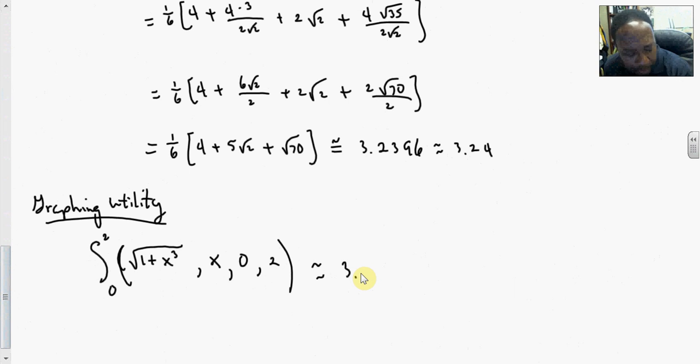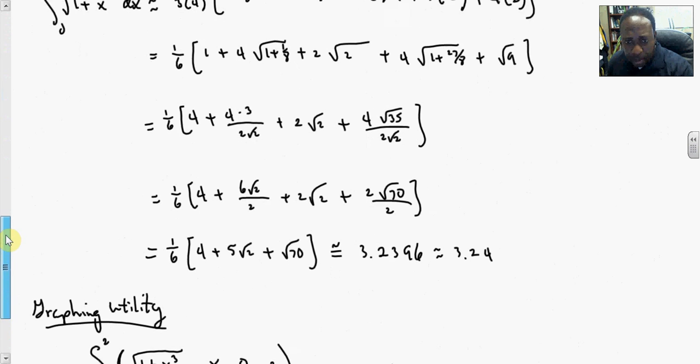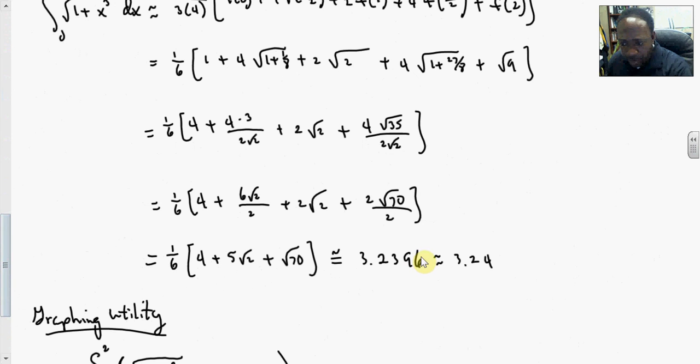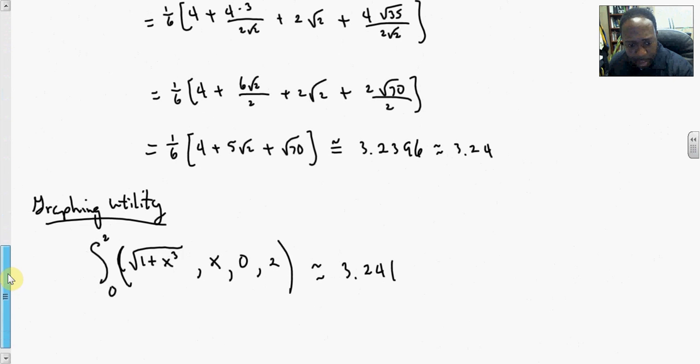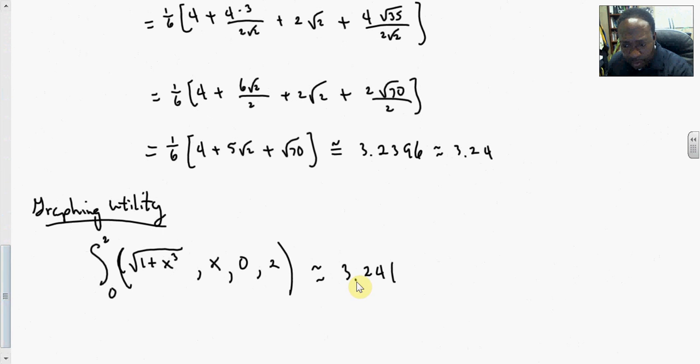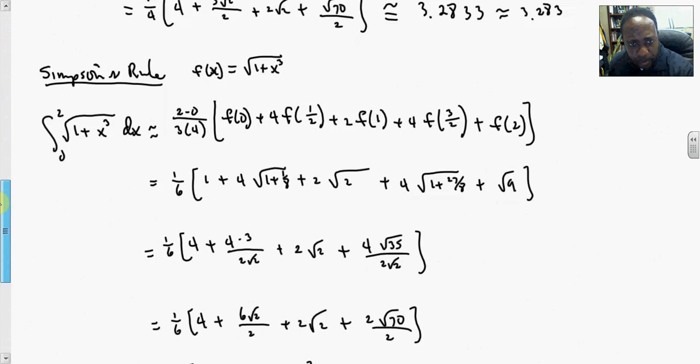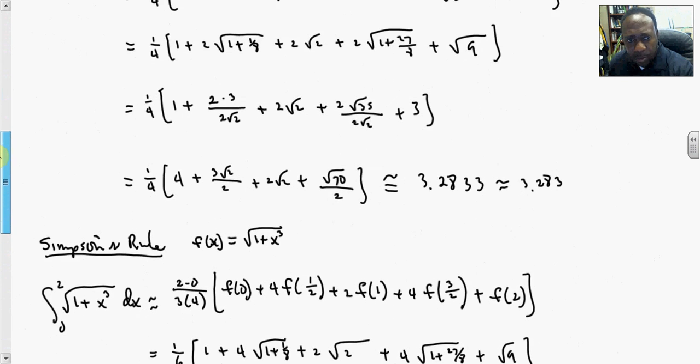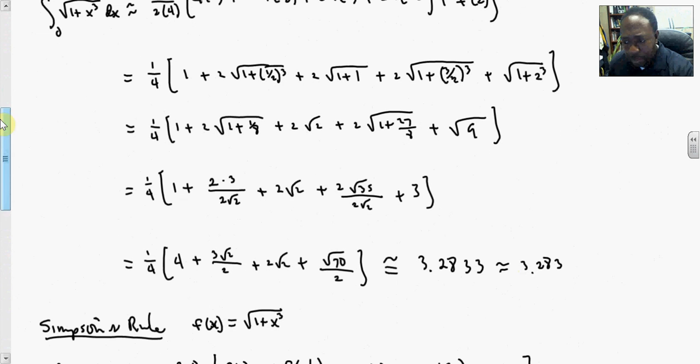Watch how close Simpson is versus the trapezoidal rule. 2, 4, 1. Wow. And this right here was the Simpson's rule. We got close to 3.24, and the graphing utility gave us 3.241. And then see how far away was the trapezoidal rule? 3.283.